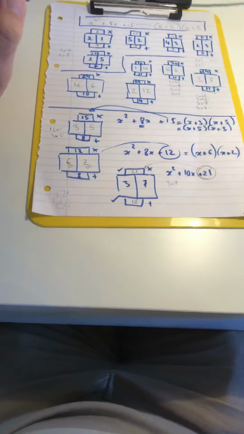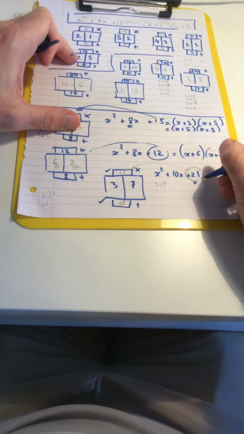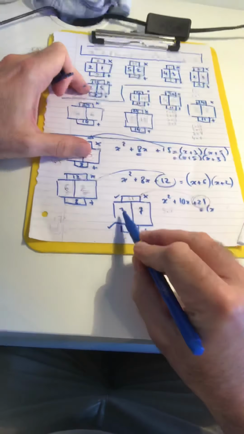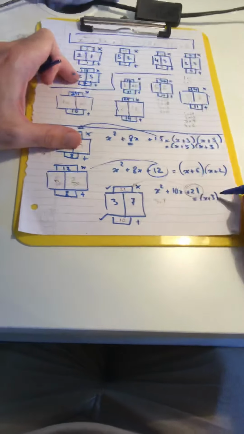So what can we do? Don't forget the last step is to say this is equal to x plus 3, x plus 7.